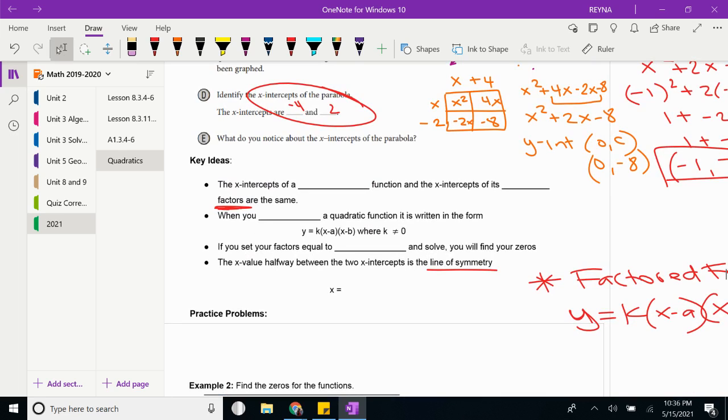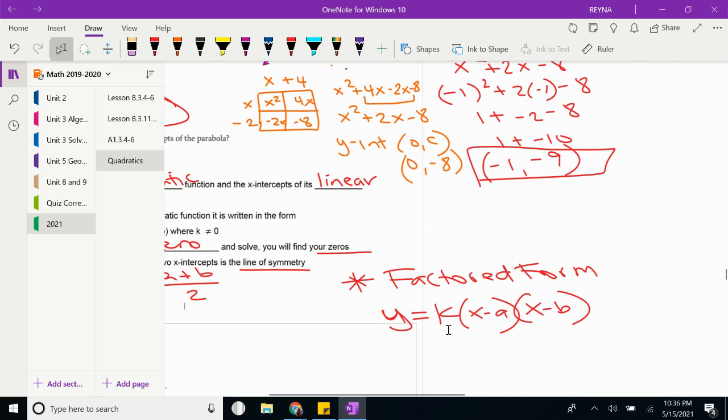The x-intercept of your quadratic function and the x-intercepts of its linear factors are the same. So that's our new word. These are called factors. When you factor your quadratic function, it looks like this new form. And if you set your factors equal to 0, and solve, you're able to get your zeros and your solutions. Once you have your zeros, you can find your axis of symmetry by doing the middle point between your two zeros. Or you can use this formula, a plus b divided by 2.